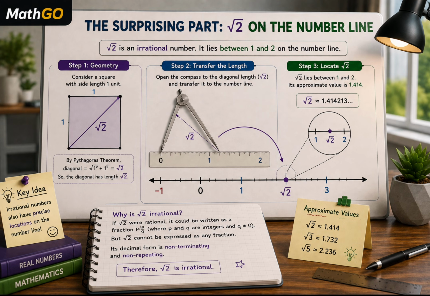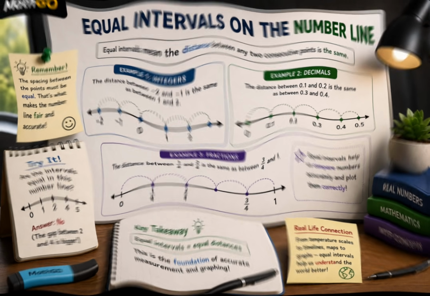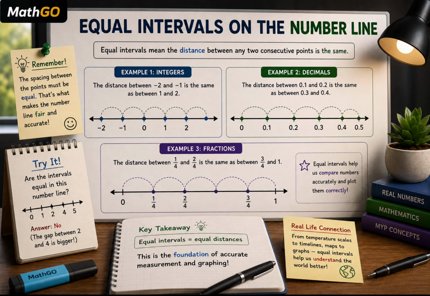So mathematics gives us another beautiful connection. Geometry, then Pythagorean theorem, then root 2, then number line. This is exactly the kind of connection we want to notice when learning mathematics. Now let's investigate something that makes the number line reliable. Equal intervals. Look carefully. The distance from -2 to -1 is the same as 1 to 2. Each interval represents 1 unit.